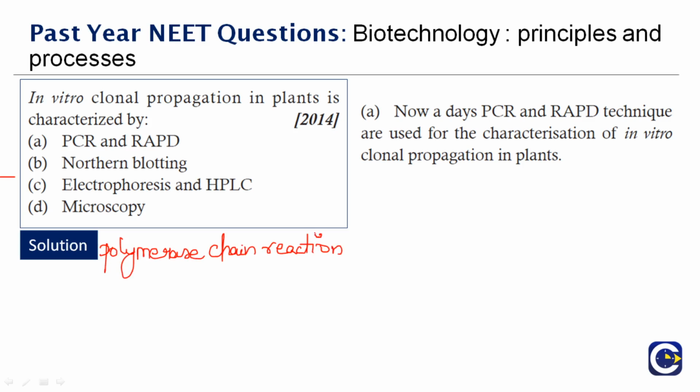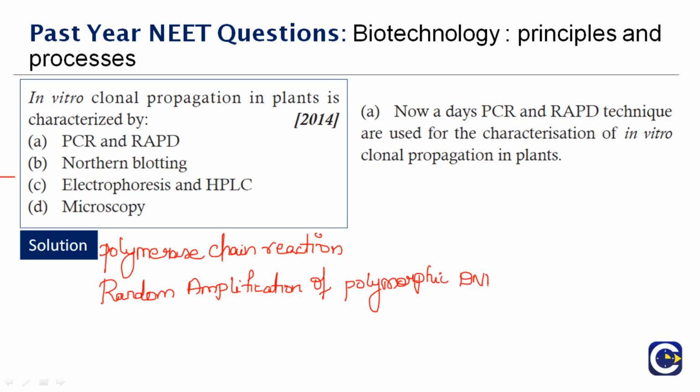And the other one, the full form of RAPD, is random amplification of polymorphic DNA. What is it called? Random amplification of polymorphic DNA. It's very essential that you know the full forms of these. Sometimes you might get questions from this. Therefore, the correct answer to this question is option A.